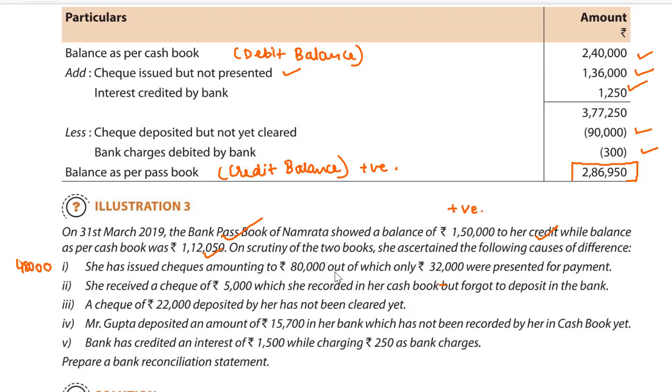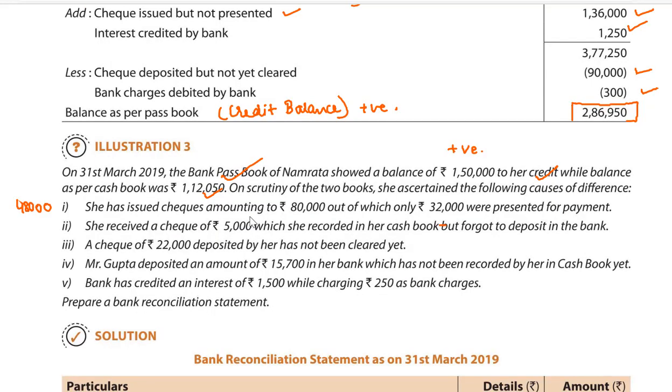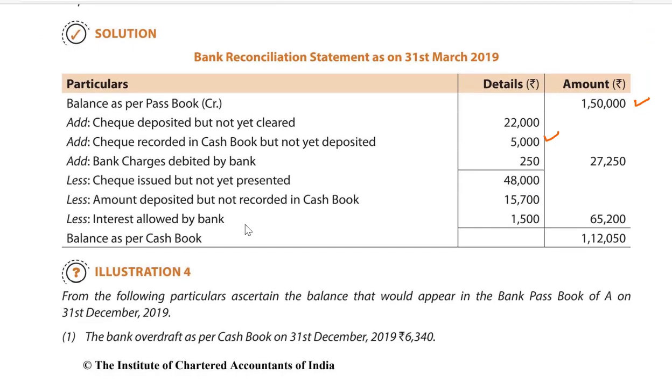Check issued but not presented for payment. That means what? In the cash book we have issued it. In the cash book we have done minus. That means in the passbook also we need to do what? Minus 48,000 in the passbook.